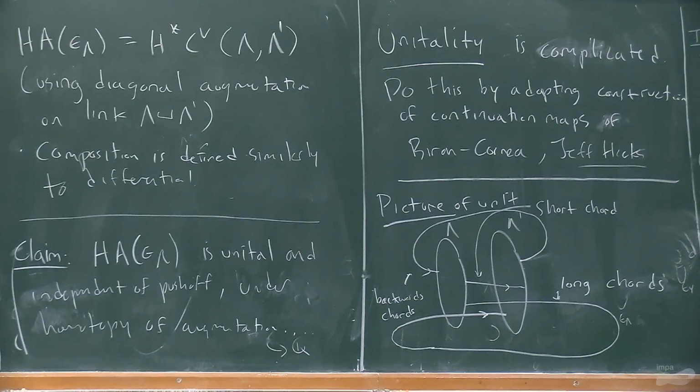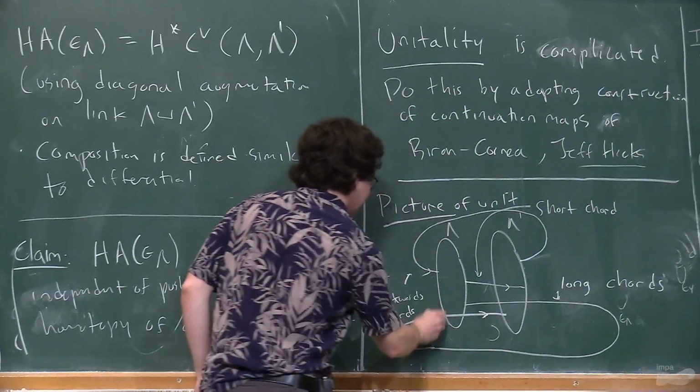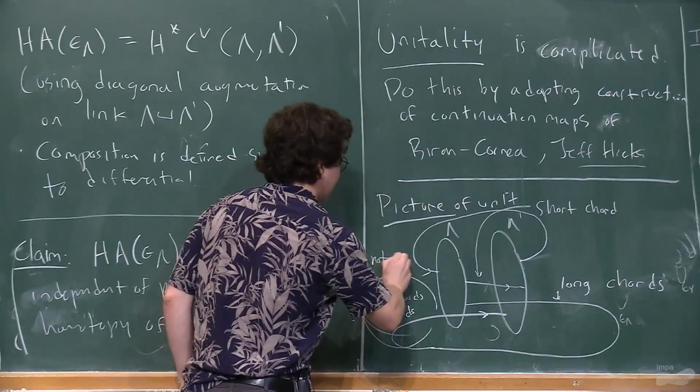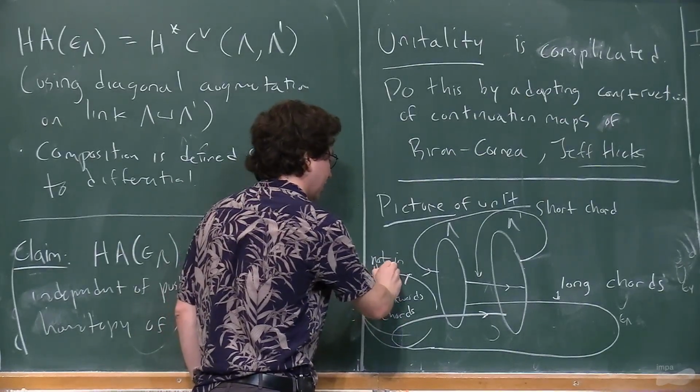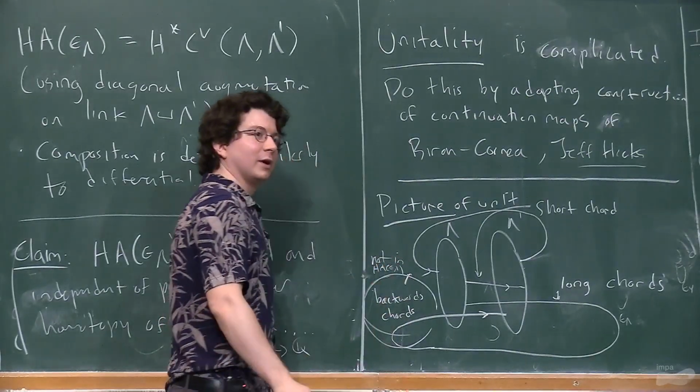Okay, so I should really emphasize this. I said this in passing, but these are not, not yet. So these are not in the HA of epsilon lambda, right?